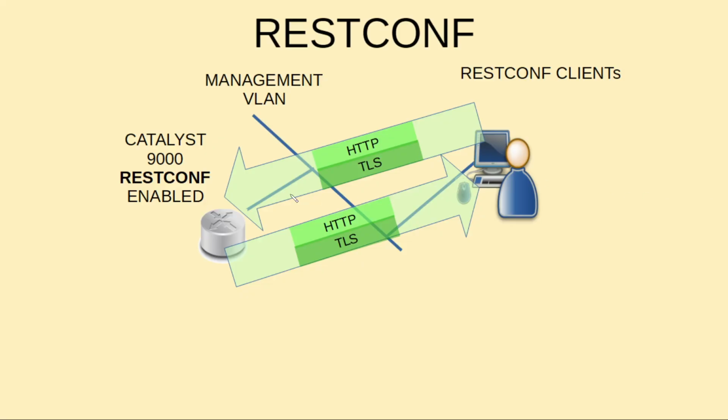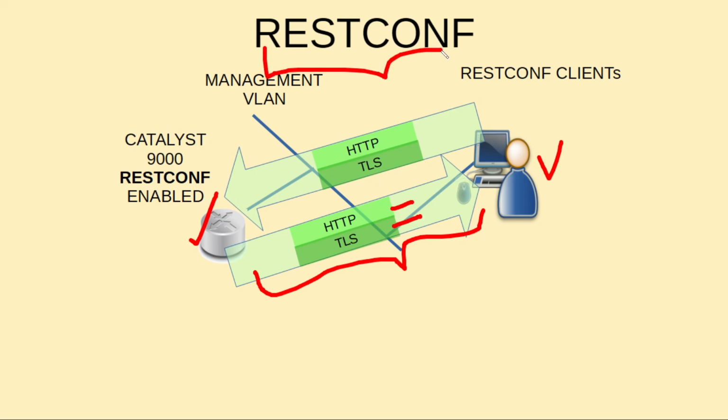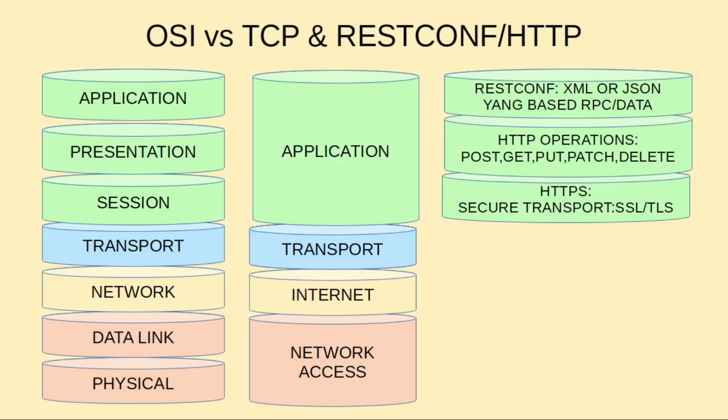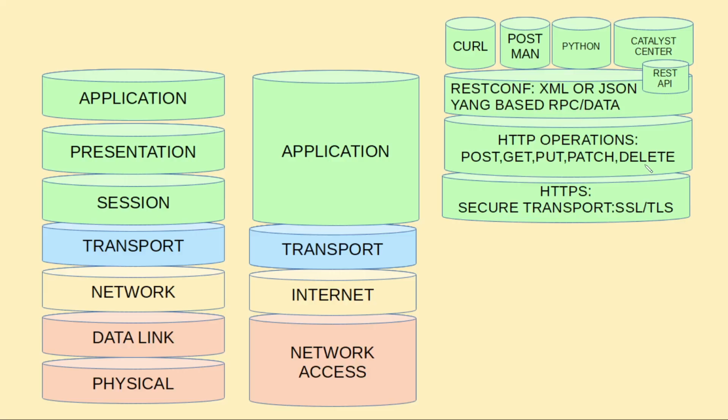In order to work with RESTCONF, we need a RESTCONF server, a RESTCONF client, and HTTPS as transport. Remember that HTTPS is divided in two layers, the security layer and the HTTP layer. We're going to talk about how RESTCONF interacts with the HTTP layer. If we wanted to locate the RESTCONF protocol within the OSI or TCP layer model, we will place the secure transport or TLS here, and above that, the HTTP operations, and above that, the actual RESTCONF XML or JSON Yang-based code. And above that, we have the clients.